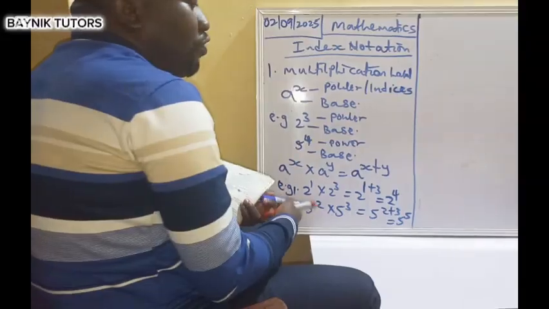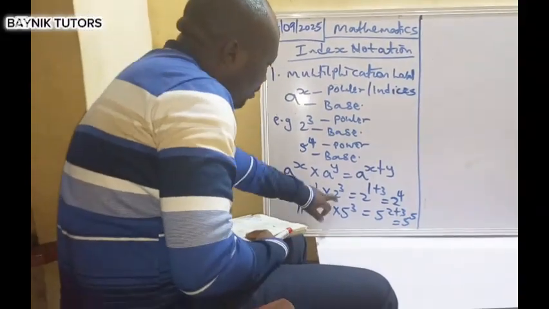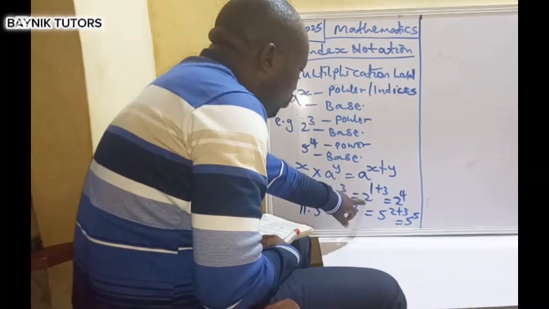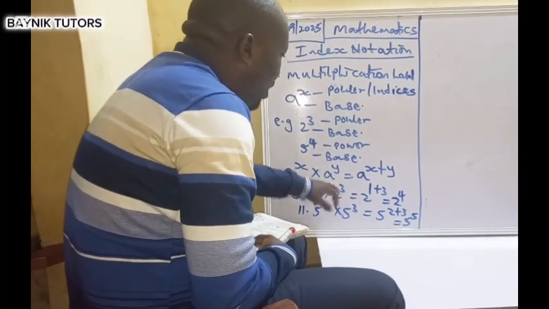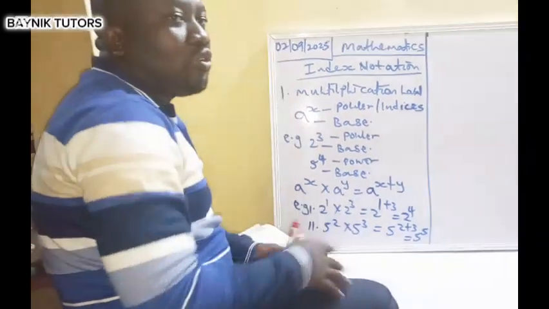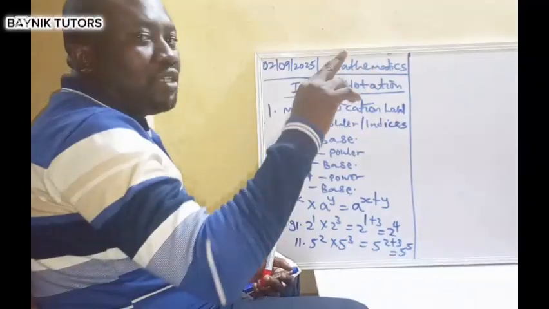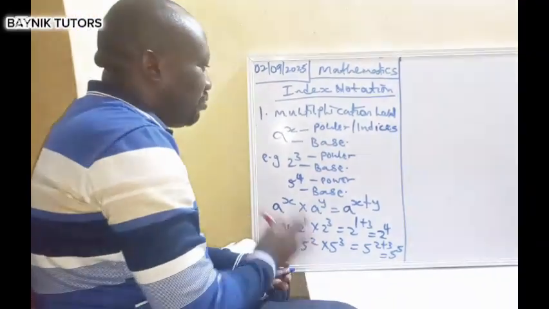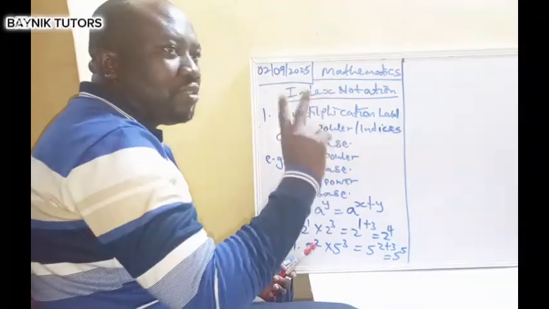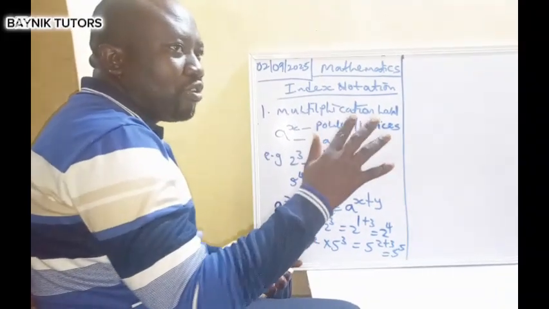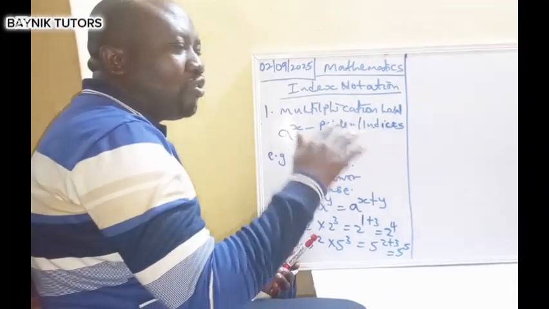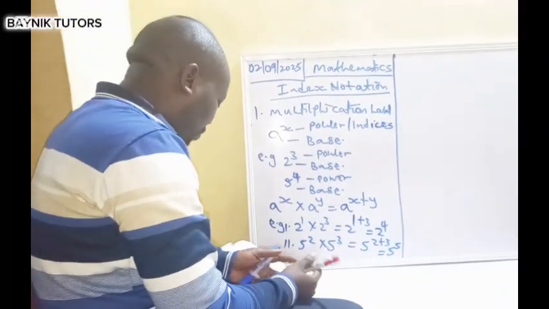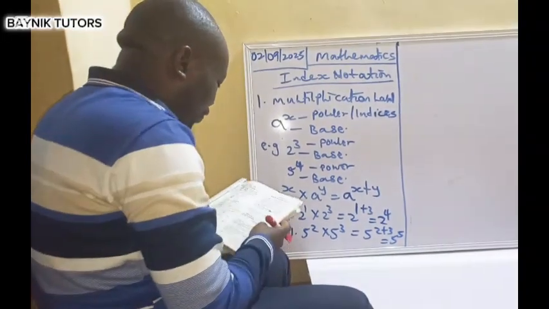So we've been able to confirm here that with the same base, we pick the common base, 2. Then because we are multiplying, we add the powers. So the multiplication law has to do with picking the common base, then adding the powers. That's just the rule, provided the bases are equal. If the bases are not equal or the same, we cannot apply the multiplication law. So let's take note of that.